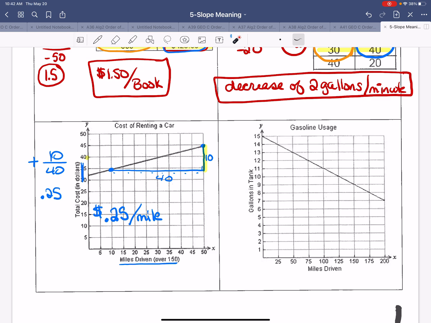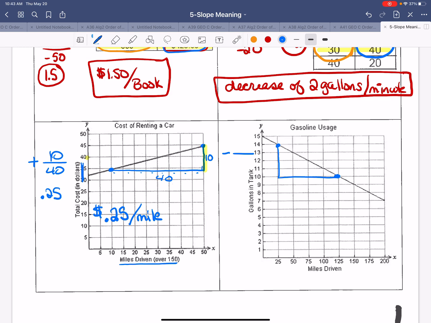And along the y-axis, we're talking about gallons in a tank. And what I see here is that this is a decrease. This is going down. So first thing I know is that this is going to be negative something. Negative what? Well, I'm going to pick a couple lattice points. We've got a ton. We got one here, here, here. We got lattice points up the wazoo right here. You pick any two of those. It doesn't matter which two. I'm going to pick this one and this one, and draw my right triangle.